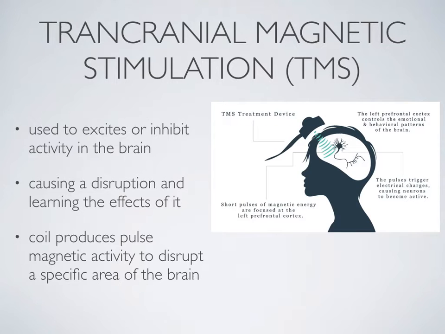With the picture right next to it, I just wanted to show how they use that coil to create the magnetic activity going into the brain, and it's going to disrupt that neuron right there, and that's how they figure out what that part of the brain is used for.